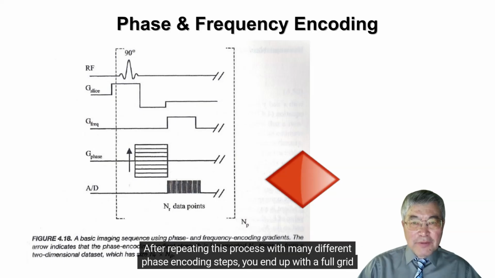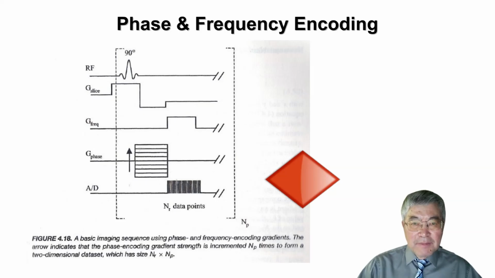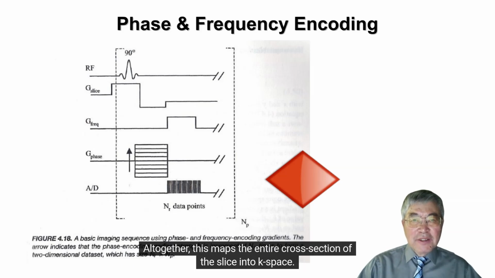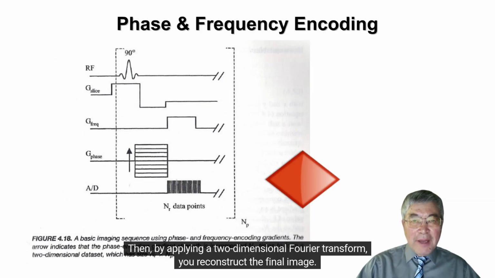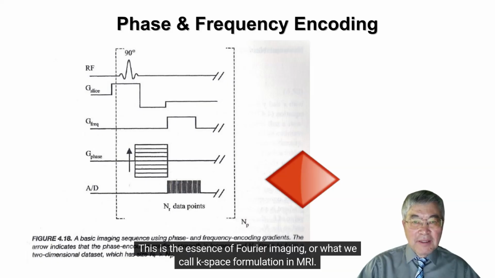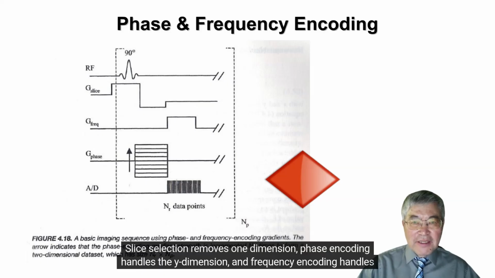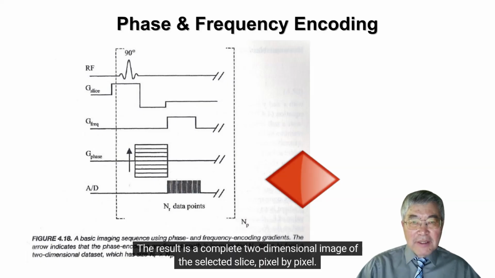After repeating this process with many different phase encoding steps, you end up with a full grid of data, n by n points. Each row comes from one phase encoding, and each column comes from the frequency encoding readout. Altogether, this maps the entire cross-section of the slice into K-space. Then, by applying a 2-dimensional Fourier transform, you reconstruct the final image. This is the essence of Fourier imaging, or what we call K-space formulation in MRI. Slice selection removes one dimension, phase encoding handles the Y dimension, and frequency encoding handles the X dimension. The result is a complete 2-dimensional image of the selected slice, pixel by pixel.